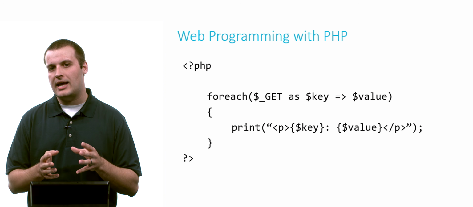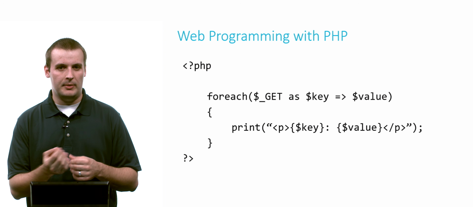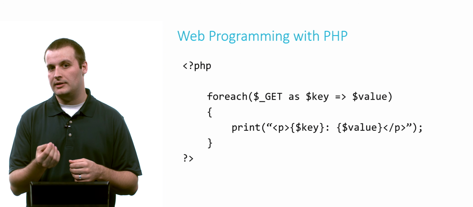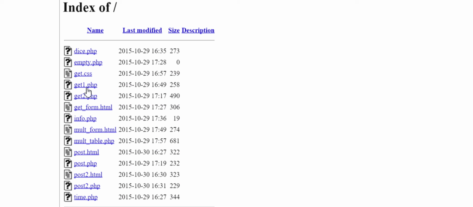So let's take a look at how this would actually work on our IDE. And maybe this will help illustrate a little bit of what GET is actually doing. So I'm back here in my web root. And I'll zoom in a little bit to show you that I have a file called get1.php. So let's click on get1.php. And I'm not seeing any content.